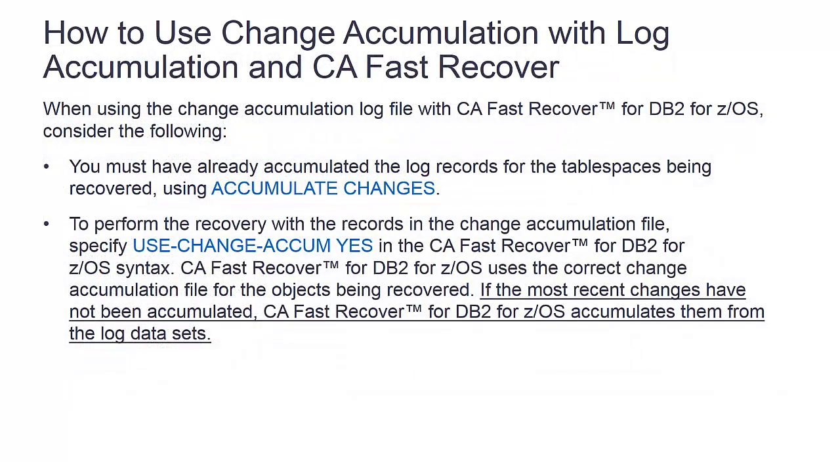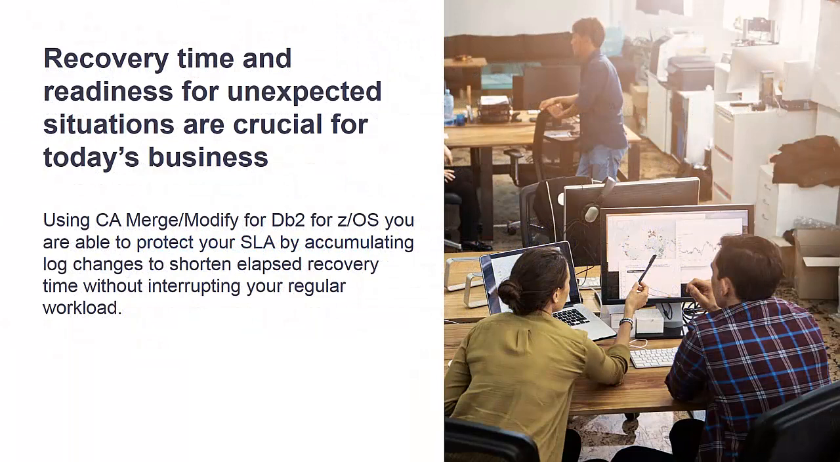You can also use the change accumulation log file with CA Fast Recover for DB2 for z/OS. To do so, you must have accumulated changes using ACCUMULATE CHANGES. To perform the recovery with the records in the change accumulation file, specify USE CHANGE ACCUM YES in the CA Fast Recover syntax. Using CA Merge Modify for DB2 for z/OS, you're able to protect your service level agreement by accumulating log changes to shorten elapsed recovery time without interrupting your regular workload.